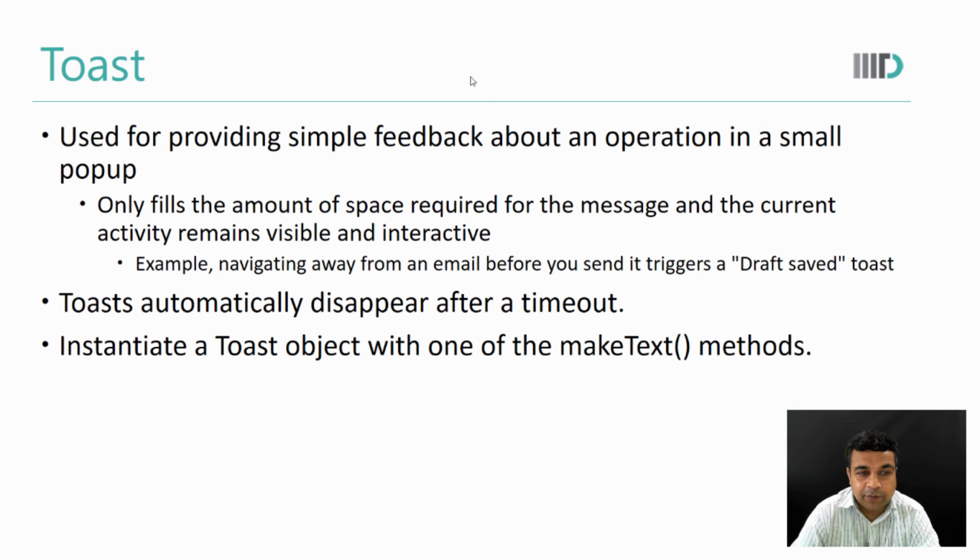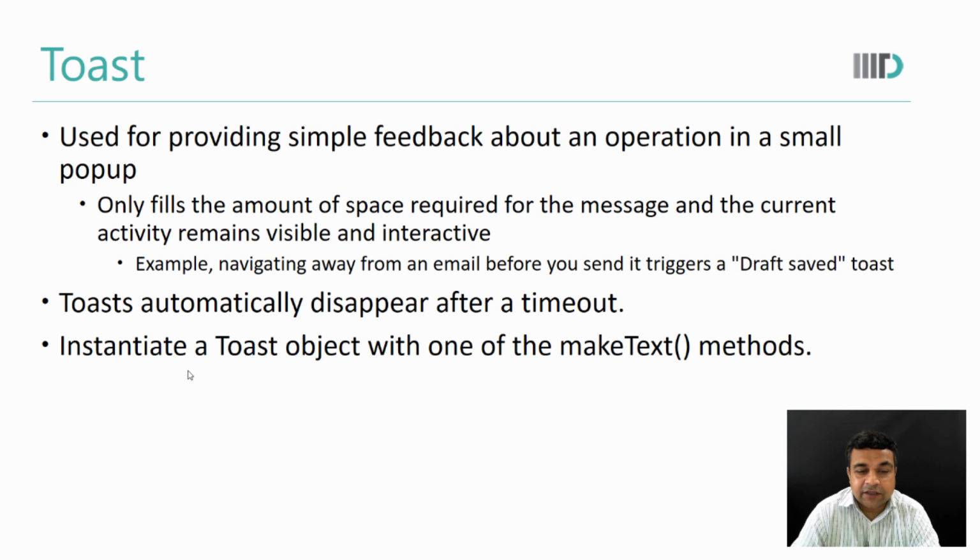The last thing that we used in our program was toast. This was the correct or incorrect message that was popping up when we were pressing the true or false button. So toasts are used for providing simple feedback about an operation in a small pop-up. A toast only fills the amount of space required for the message, and the current activity remains visible and interactive. For example, when you move away from your email application, normally you get a pop-up which says draft saved. That is a toast for you. We have already created two toasts in our application when we press true or false. Toasts also automatically disappear after a timeout.